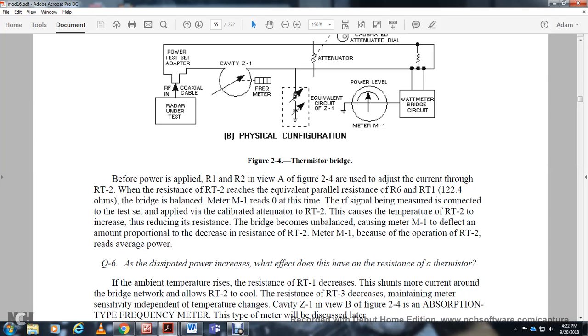Before the power supply, resistor 1, resistor 2, in figure 2-4, the current through thermistor 2 and the resistance of thermistor 2 are each equivalent, while resistor 3 or 6 with thermistor 1 is 122.4. The bridge is balanced and meter 1 reads 0 at the time the radio frequency being measured is connected to the test supply. The calibrated attenuator covers the temperature of resistor 2. With the increase, the reduced resistance of the bridge becomes unbalanced, and meter 1 deflects with a proportional decrease of the resistance of resistor 2. Because of the operation of resistor 2, meter 1 records and reads the average power.